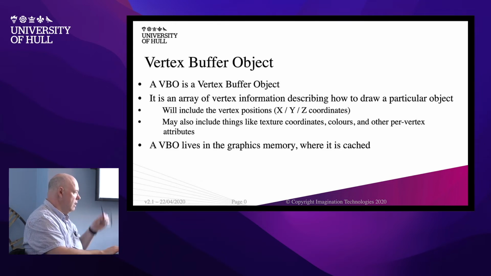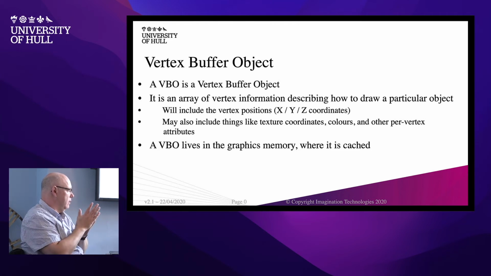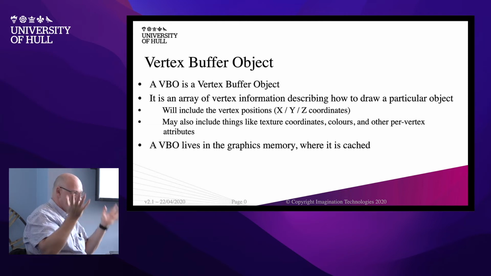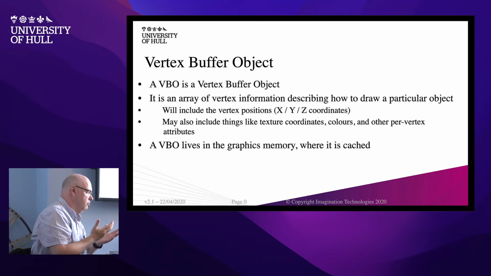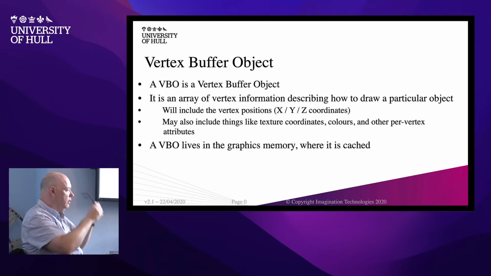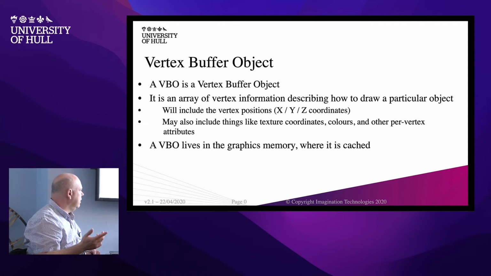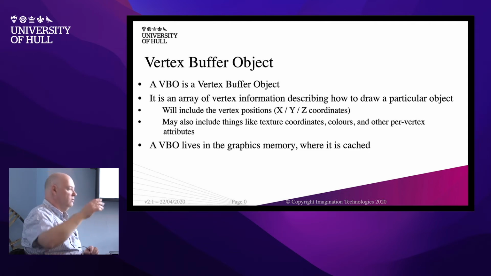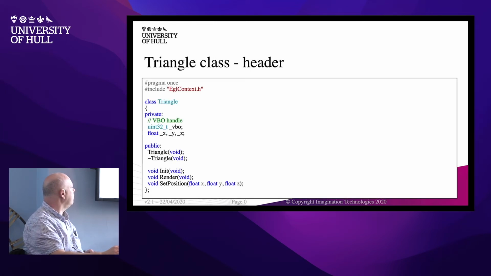Okay. So vertex buffer objects. So this is describing our meshes. Okay. So here it's just a simple triangle. So we're going to include the position of each of the vertices. So it's X, Y, Z coordinate in our virtual space. But you can also include things like texture coordinates, colors, normals, all sorts of things. And I've already mentioned it actually lives directly in the graphics memory, so it's really fast for it to access.